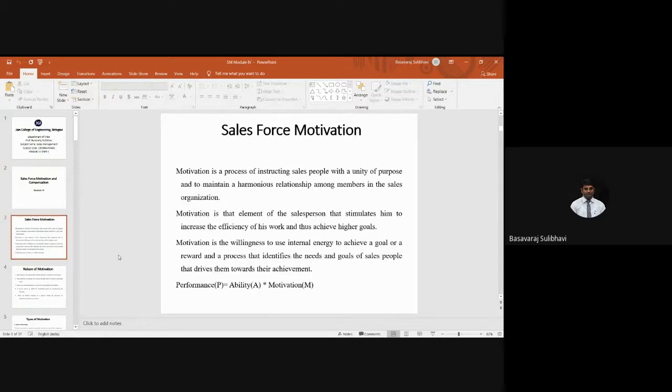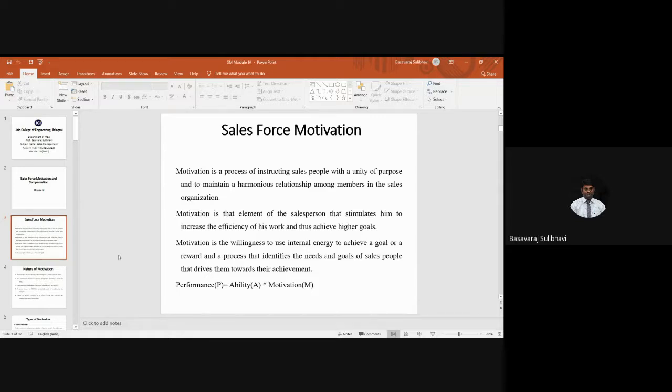Before we start with what exactly motivation is in sales force management, we go with motivation first. We always say that it is a process of instructing salespeople with a unity of purpose and maintaining a harmonious relationship among members in the sales organization. This is a basic thing. Motivation is used in the sales department to have a good relationship between people, because team effort is very important in sales. Many people are involved in supporting a salesperson to perform better on the field.